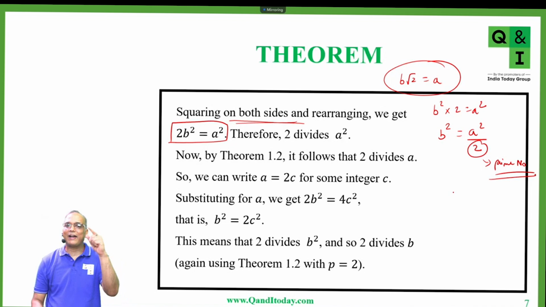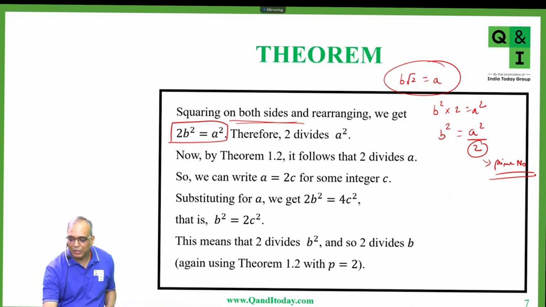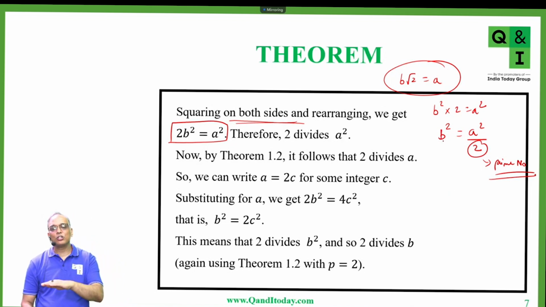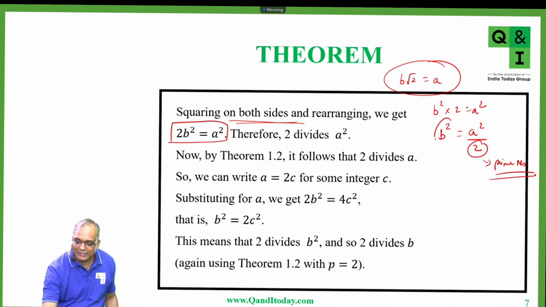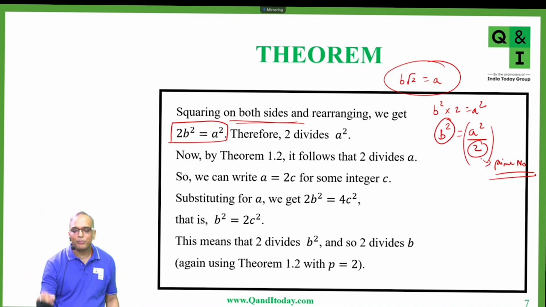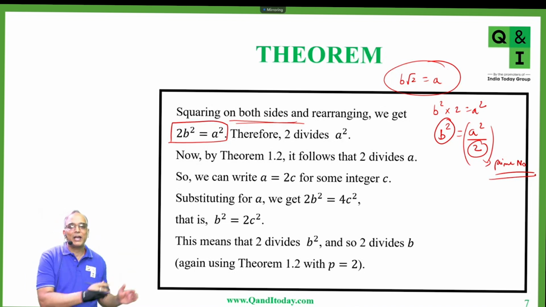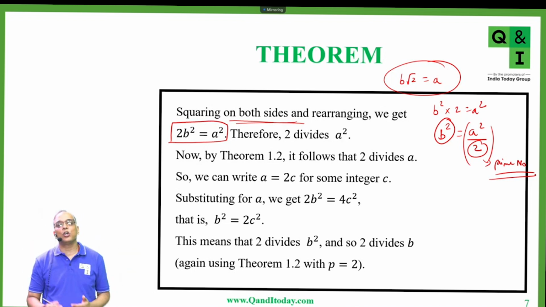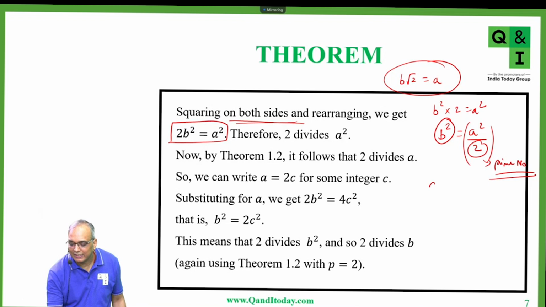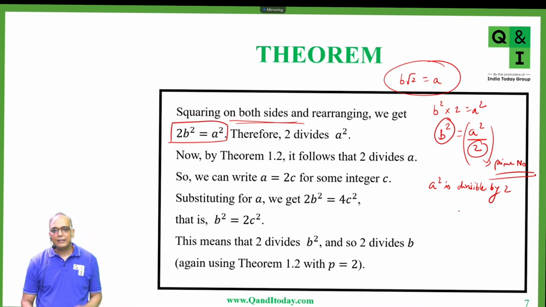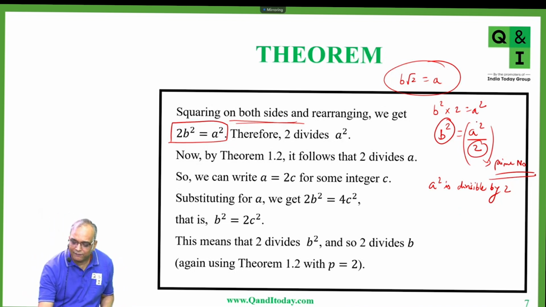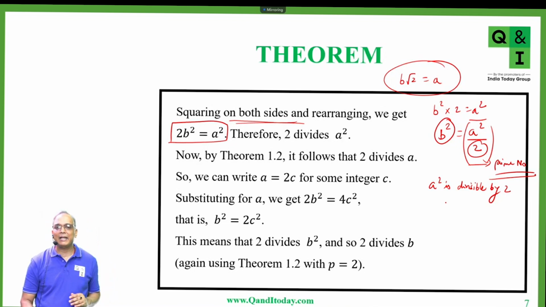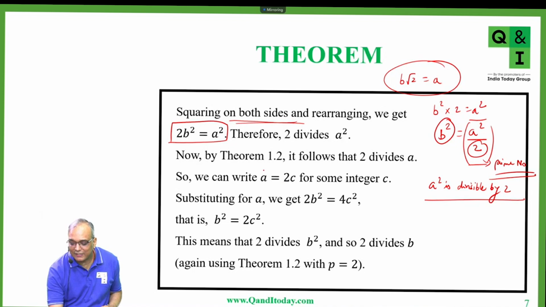Now, if 2 divides a square, see, because b is an integer, a is also an integer. So if I equate integers, the other side will also be an integer. Because b square is an integer, a square by 2 will also be an integer. What does this mean? This means that a square is divisible by 2. Isn't it? If you have to prove that this is an integer, that means a square will have to be divisible by 2.